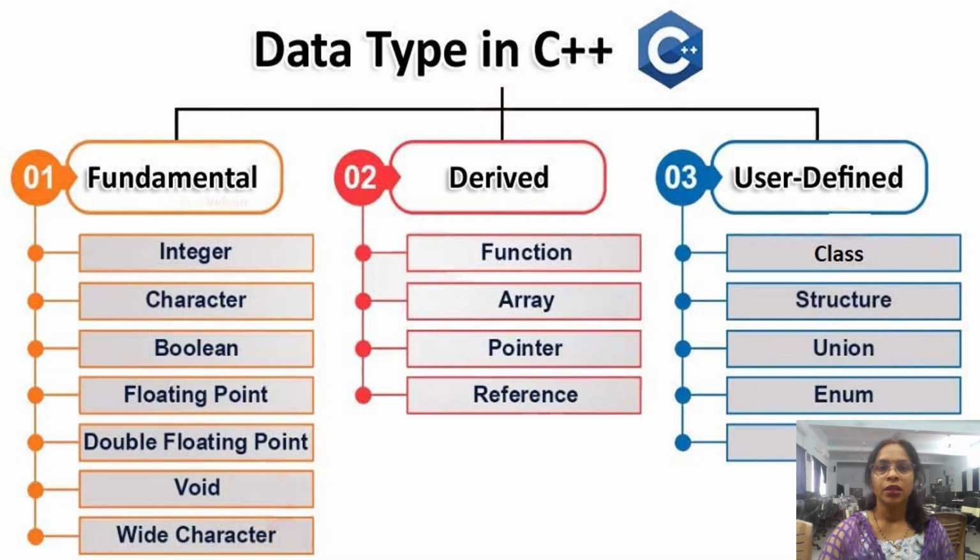Now, what are the different data types available in C++? There are three types of data types: fundamental data types, or we can say primitive data types, derived data types, and user-defined data types. In fundamental or primitive data types, there are integer, character, boolean, floating point, double floating point, void, and byte characters. In derived data types, there are function, array, pointer, and reference. And in user-defined data types, there are class, structure, union, and enum. Now, let me discuss one by one in detail the different data types in C++.